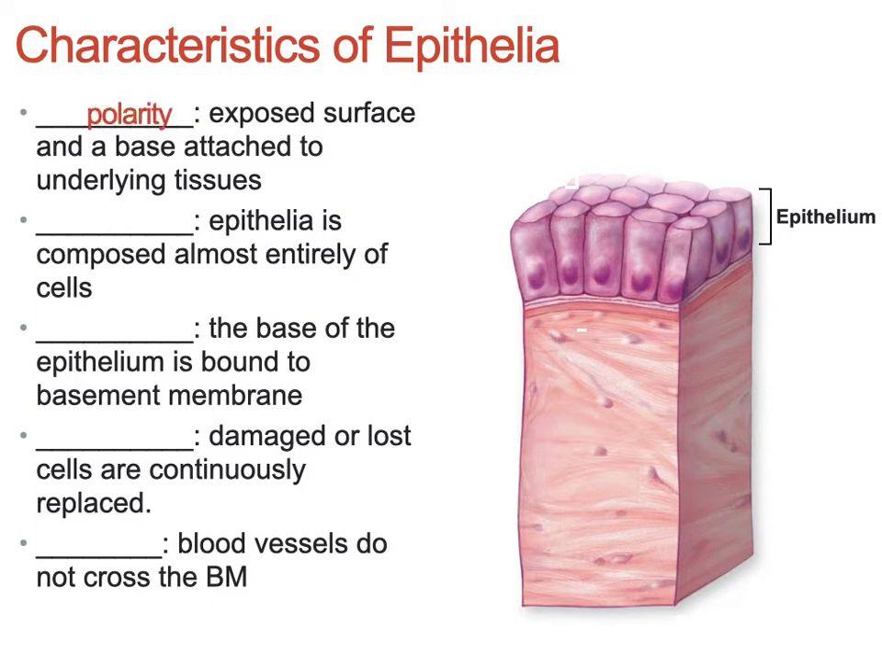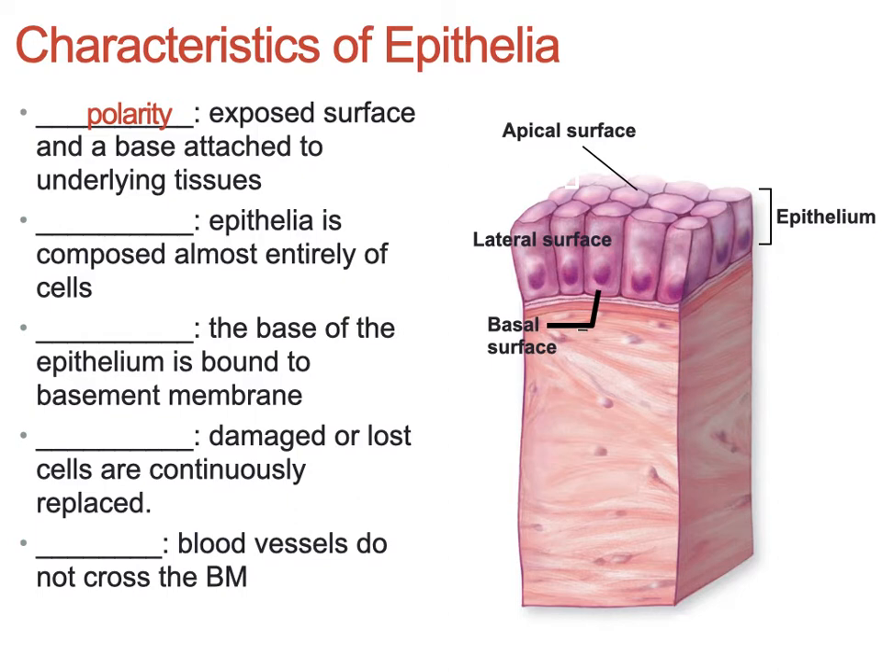Okay, so polarity is where, in this case, the exposed surface is called the apical surface. And that's going to either be facing the external environment or an internal space. And this surface can be modified with microvilli or cilia. The part of the cell attached to the underlying tissue is called the basal surface. And then the side of the cells are referred to as the lateral surface.